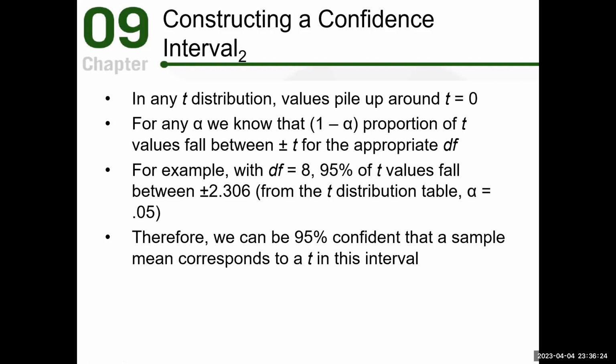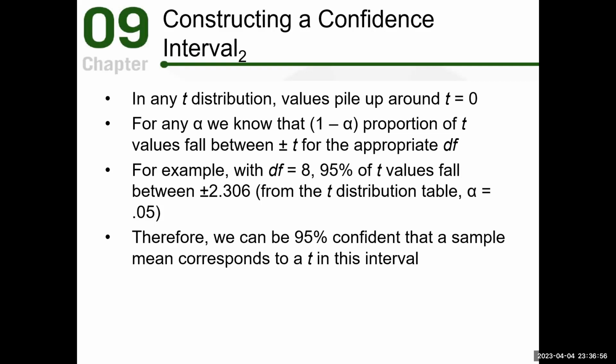So when you construct your confidence interval, in any t distribution, the values pile up around t equals 0, because t equals 0 is that mean. Just like the z distribution has a mean of 0, the t has a mean of 0. And for any alpha level, we use that 1 minus alpha proportion, and the t values fall between plus or minus t for the appropriate degrees of freedom.